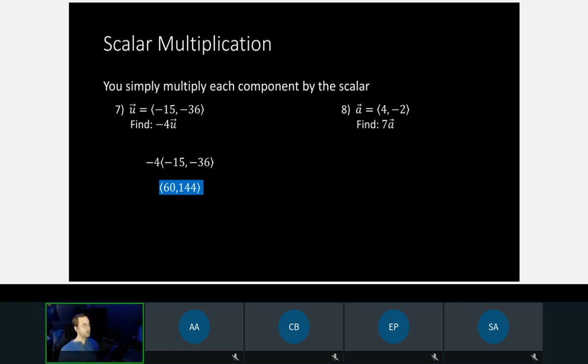All right, and the second one on this page. What did all of you get? 28, comma negative 14. Looks like everyone is putting that. Everyone's in agreement, it looks like.